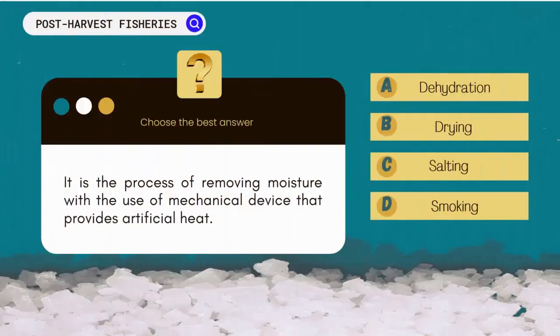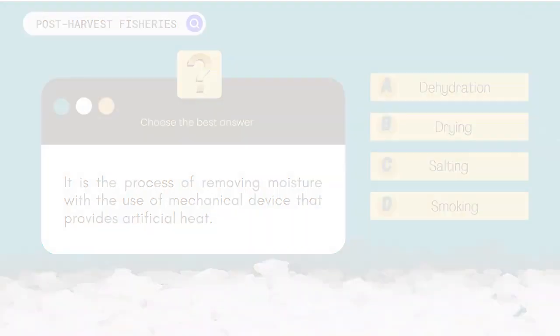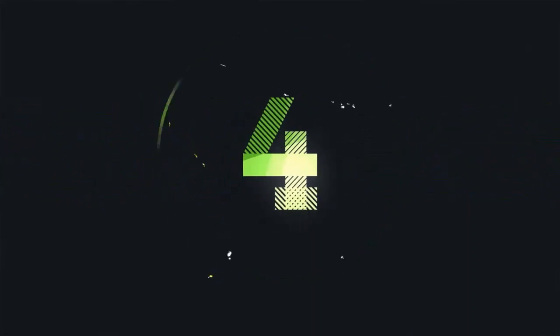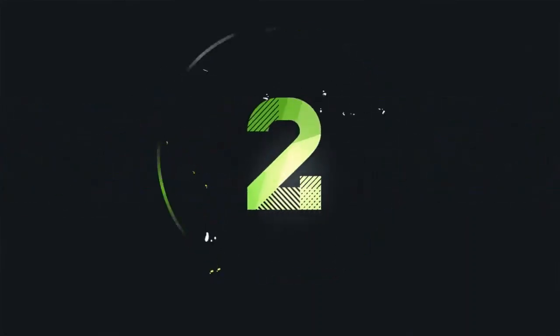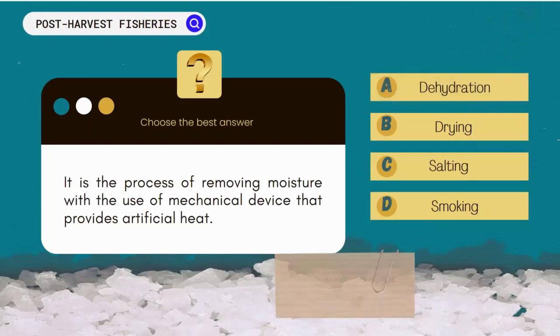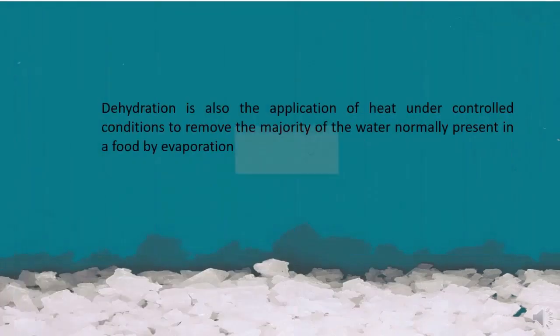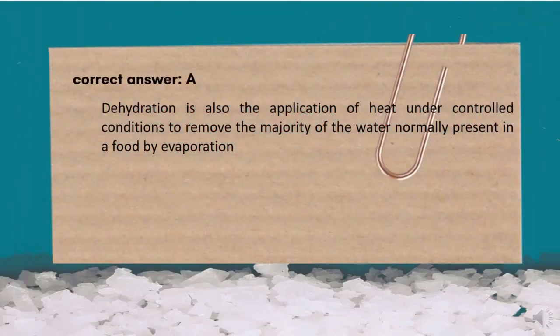It is the process of removing moisture with the use of a mechanical device that provides artificial heat. A. Dehydration. B. Drying. C. Salting. D. Smoking. The correct answer is A. Dehydration is also the application of heat under controlled conditions to remove the majority of the water normally present in a food by evaporation.